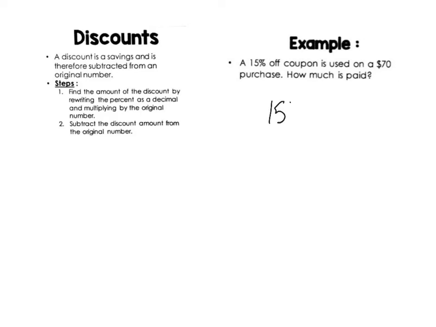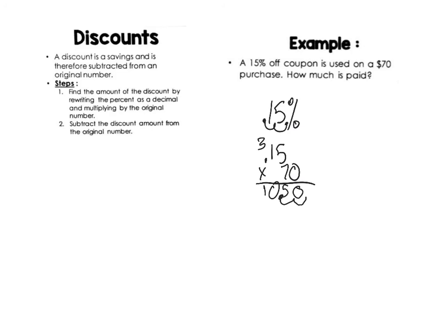So the first step is to rewrite the percent as a decimal. So we have 15%. We move the decimal 2 places to the left, 1 and 2, to get 0.15. Now it says to multiply by the original, which was 70. Kick that 0 out. So when we multiply with the 0 at the end, we can bring the 0 straight down and multiply regularly. 7 times 5 is 35, carry the 3. 7 times 1 is 7, plus 3 is 10. There's 2 decimal places, so we have to go 1 and 2 to get 10.50.